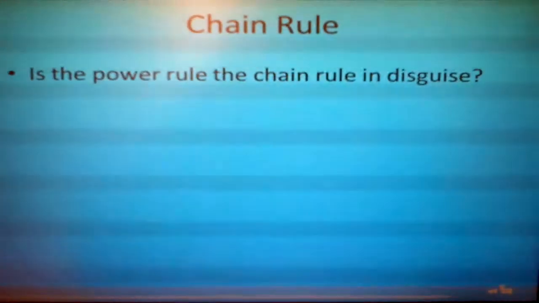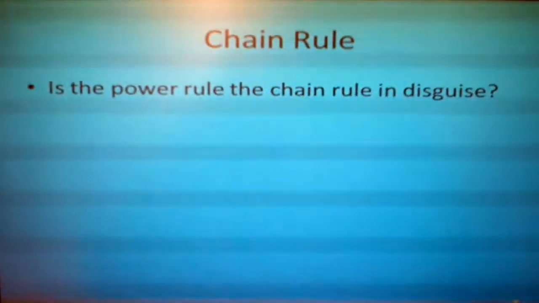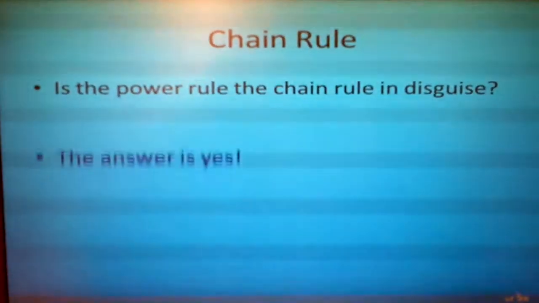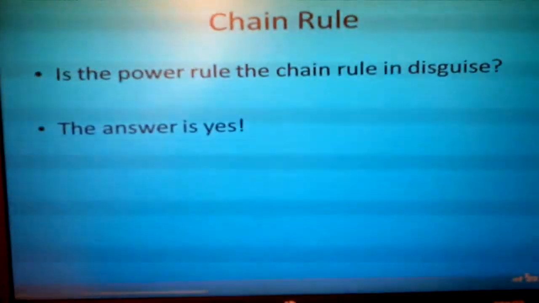So is the power rule the chain rule in disguise? Well, the simple answer is yes. The chain rule is the power rule in disguise, and the power rule is the chain rule in disguise as well.